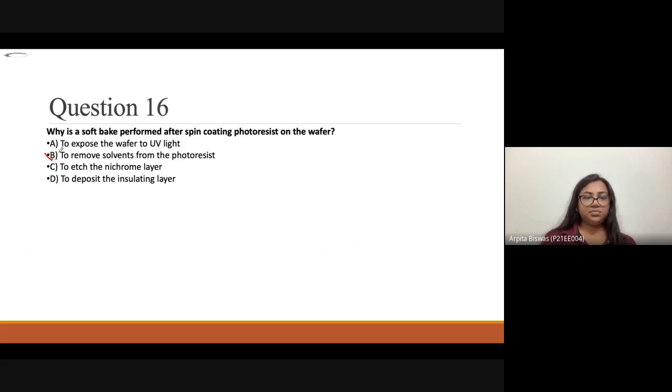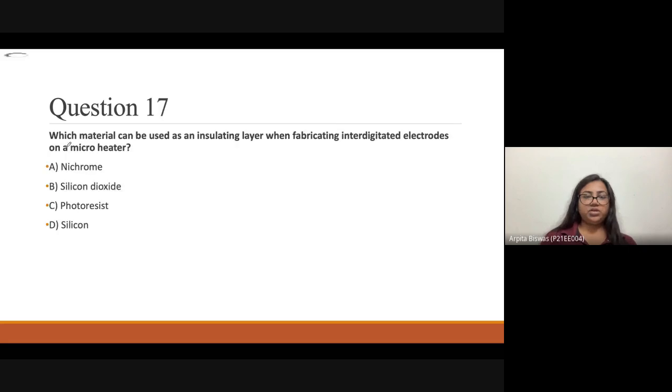Okay. So next we move toward question number 17. Which material can be used as an insulating layer when fabricating the interdigitated electrode on a microheater? The first option is nichrome. The second option is silicon dioxide, the third option is photoresist, and the last option is silicon. So which material can be used as an insulating layer when fabricating the interdigitated electrode on the microheater?